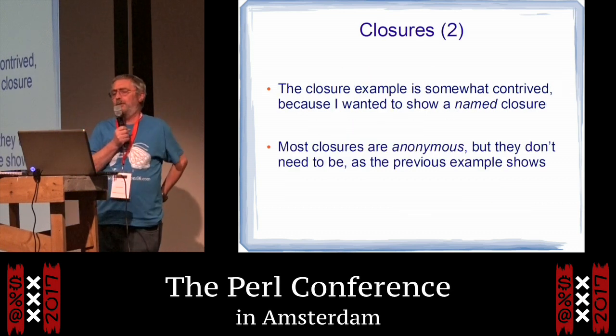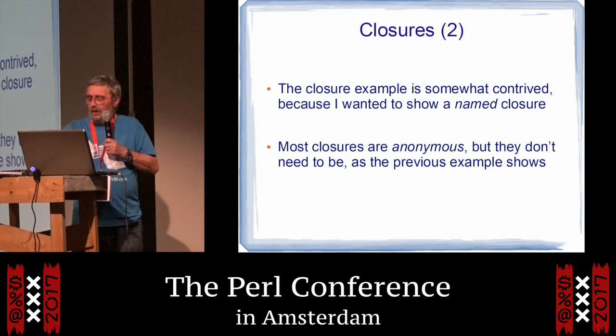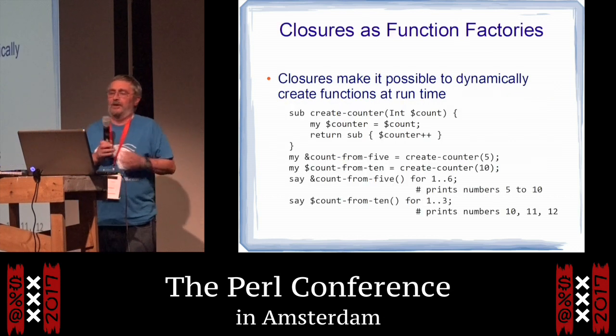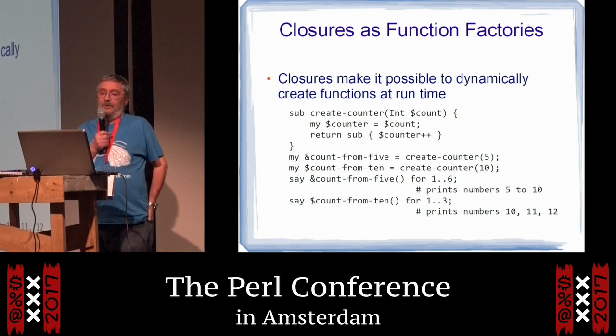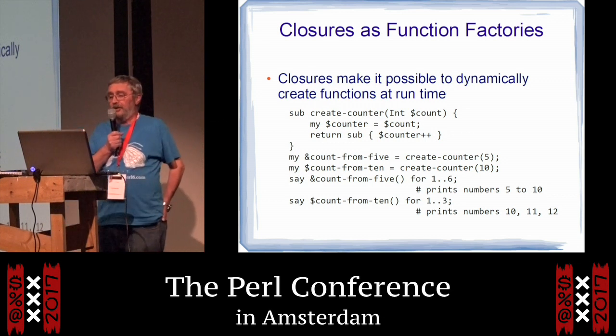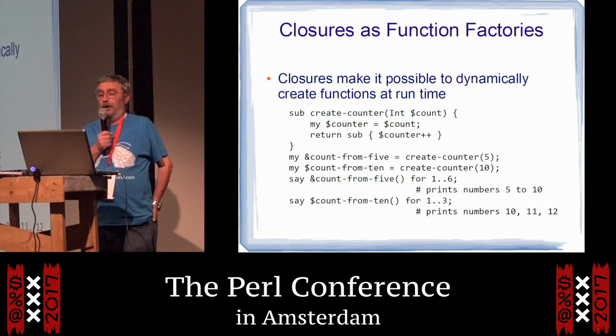So as I said, the example was a little bit contrived because I wanted to show a named closure, but closures don't need to be named, and are generally anonymous. Now the interesting thing about closures is that it is possible to create functions dynamically at runtime. So here's an example with a little bit more code. More or less the same thing as before, but with an anonymous closure this time.